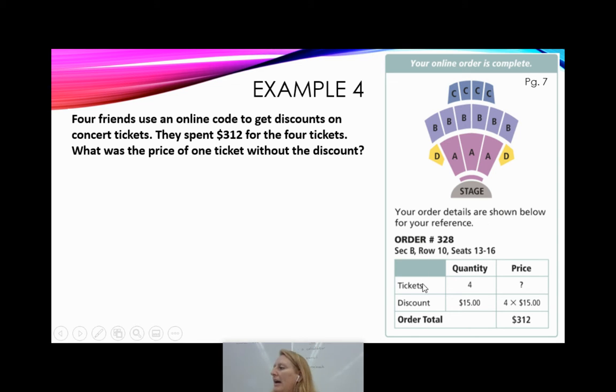Awesome. 4 tickets. We don't know how much each ticket was before the discount, though, right? This is the thing we're looking for. The discount, though, we got $15. Oh, we got $15 off of each ticket. So that means 4 times 15 is how much we got off, right? So the total was $312. Now, some of you are smart enough that you can look at this and say, I'm going to do 4 times 15, subtract that from my 312, and then divide by 4. And that'll tell me how much each ticket was, right?